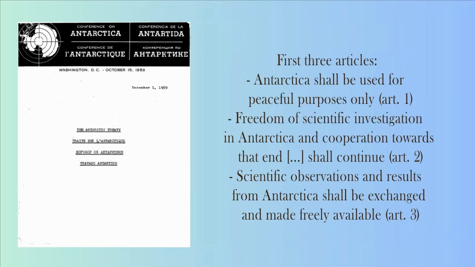The first 3 articles sum up the basis of the treaty rather nicely. Antarctica shall be used for peaceful purposes only. The freedom of scientific investigation in Antarctica and cooperation towards that end shall continue, and scientific observations and results from Antarctica shall be exchanged and made freely available. Furthermore, the treaty prevents new territorial claims being made on the continent, but allows the existing territorial claims to remain unchanged. Since no one is boss over the continent, no one has the power to challenge the existing claims, but the existing claims cannot be expanded upon or taken over by others. In essence, no more fighting over who owns what in any way, shape, or form.